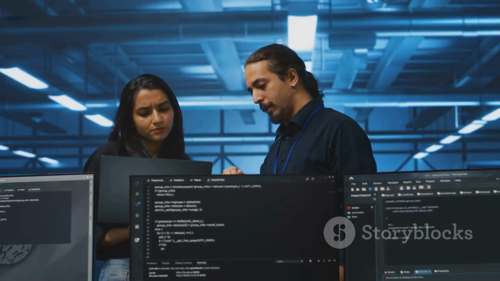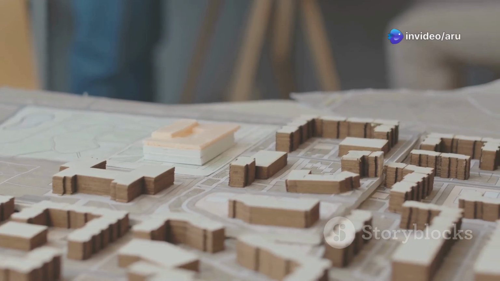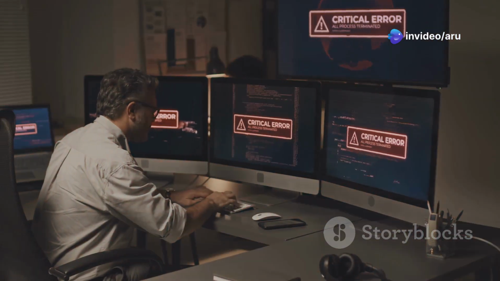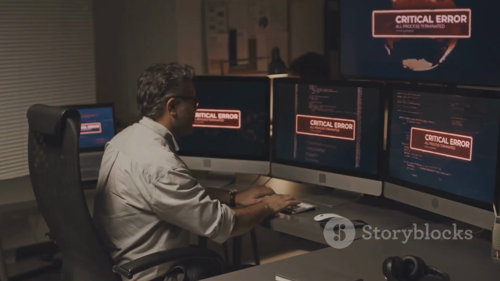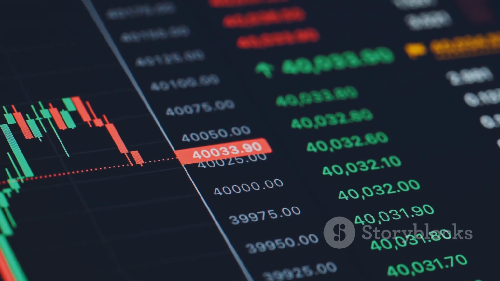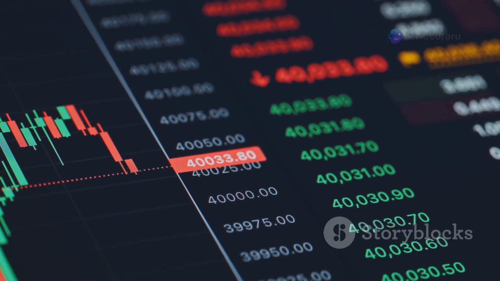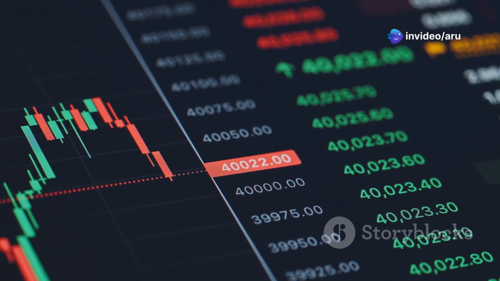EigenLayer itself is a complex protocol. The AVSs that build on top of it add further layers of complexity. If there is a critical bug in EigenLayer's smart contracts, or if a major AVS fails catastrophically due to an exploit, it could have cascading consequences. These problems could potentially affect the stability of the Ethereum network itself, or even the perceived security and value of ETH. These are serious risks.